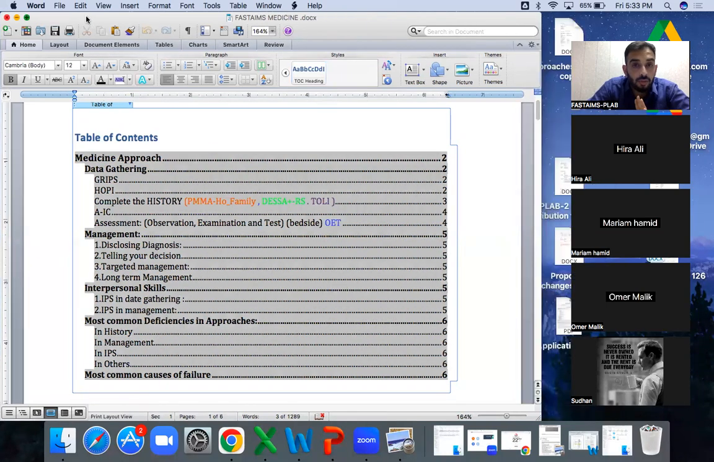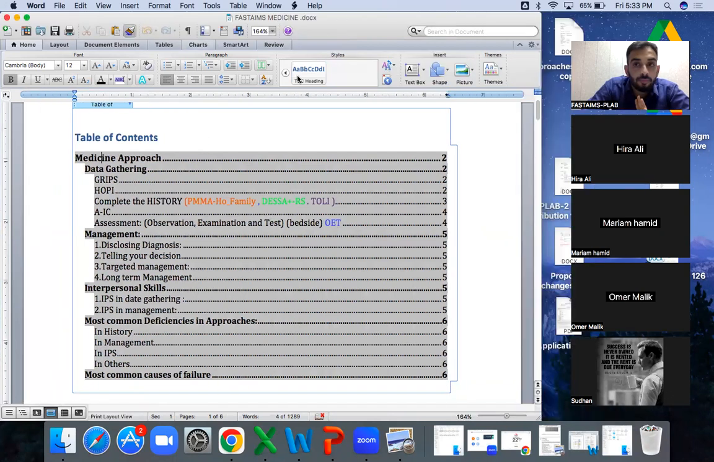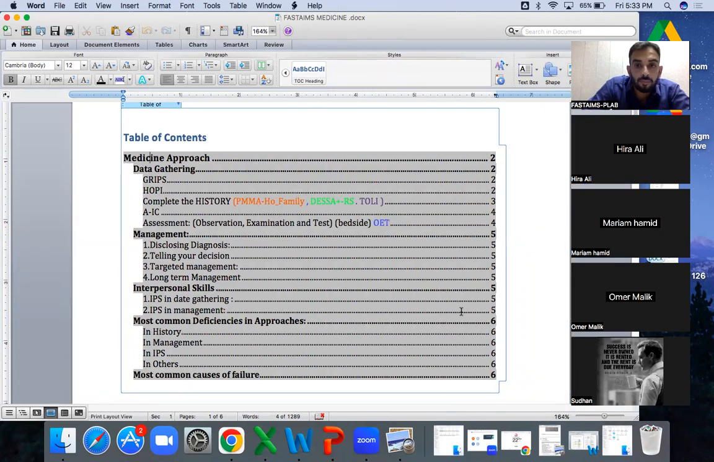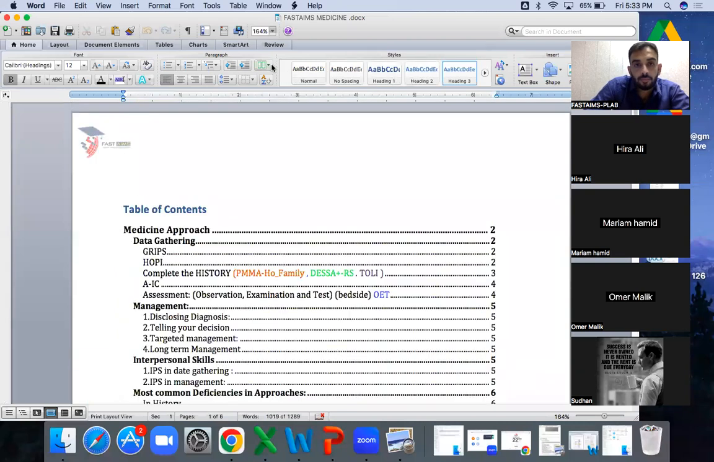I zoomed in. Now can you see it clearly? Now it is clear to everybody, the screen of the notes. Okay, that's fine.